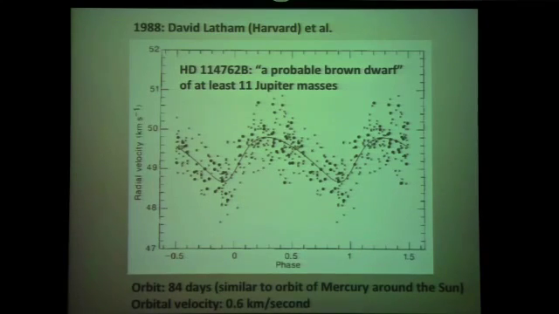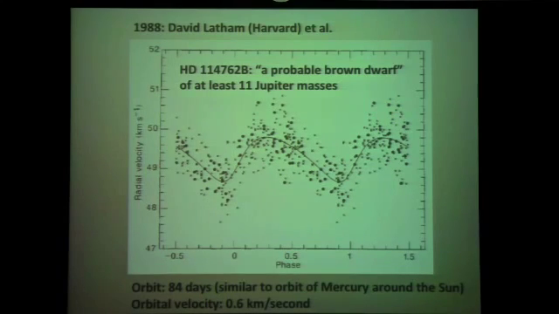And when they published this, they weren't sure what they had. This might be a brown dwarf. It wasn't a star. There's no way it was a star. It might be a brown dwarf. Might be a planet. What's a brown dwarf? A brown dwarf is something smaller than a star, but bigger than a planet.